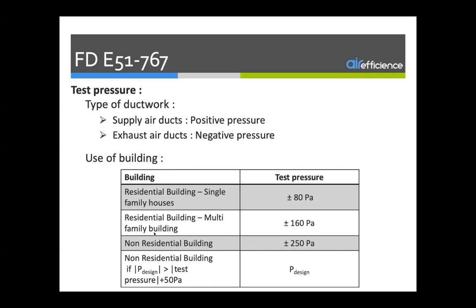And for non-residential building, if the absolute value of the design pressure is higher than 300 Pascal, a second test has to be performed with a test pressure equal to design pressure.